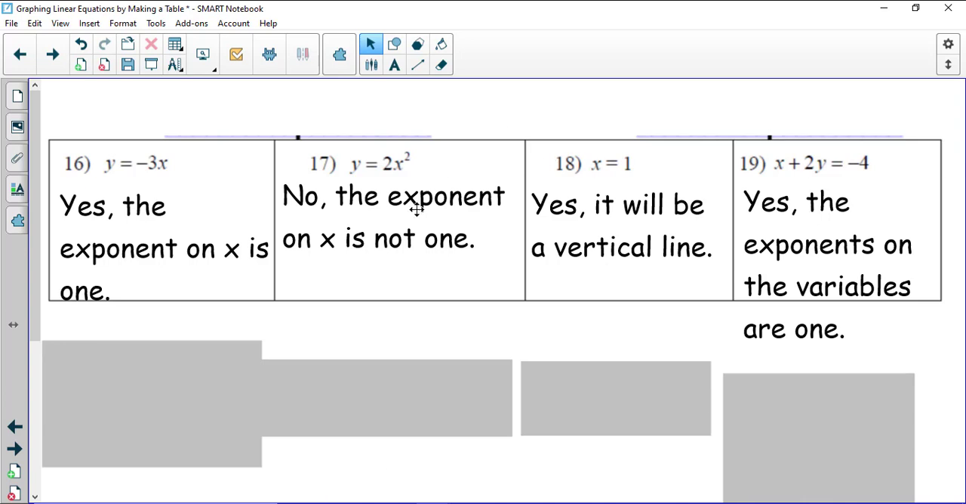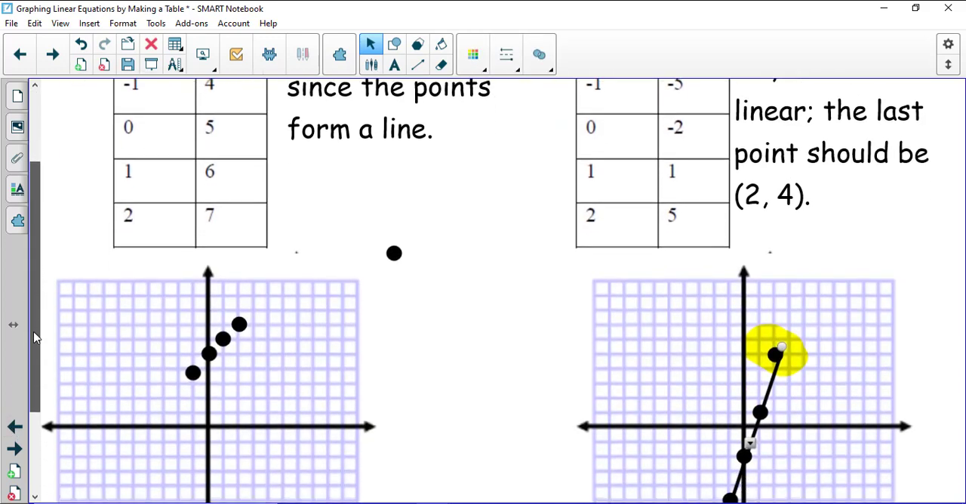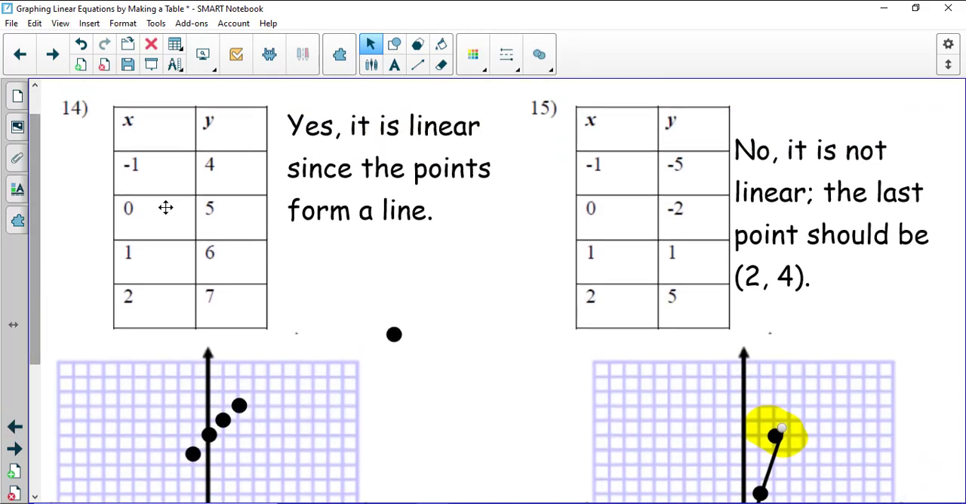So keep in mind, we can look at the equation. We can also have a table of values that we can graph. One thing, again, you just want to double check is that pattern. So in number 14, as the x's were increasing by 1s, the y's were also increasing by 1s. It doesn't have to be that they increase by the same thing, but it has to be a consistent ratio. So in number 15, the x's were increasing by 1s. The y's were increasing by 3s, but then it changed on that last point, which made it not completely linear.